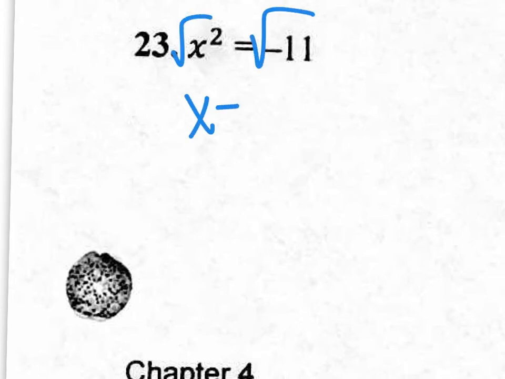You're going to have x equals, don't forget, when you apply a square root, you have to put a plus minus in front of your answer. And of course, the negative sign comes outside as an i value. And the square root of 11, if you could simplify it, you simplify it. But since you can't, that's your final answer.